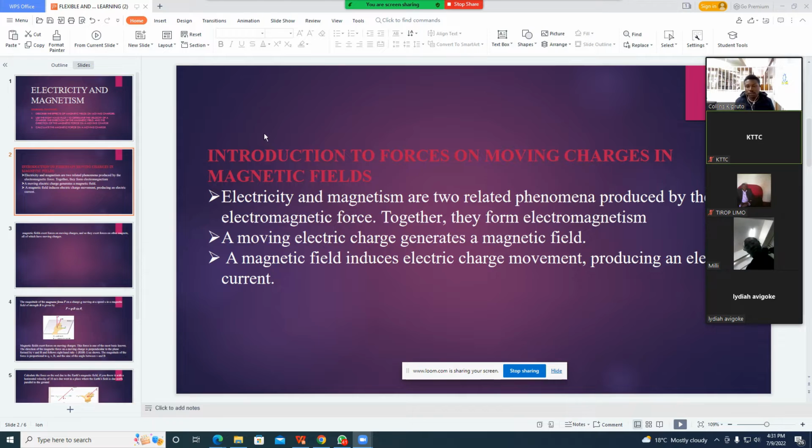So we can now continue. In the introduction to forces on moving charges in magnetic fields, we know that electricity and magnetism are related phenomena, produced by the electromagnetic force. Together they form electromagnetism. A moving electric charge generates a magnetic field, and we also know that a magnetic field induces electric charge movement, producing an electric current.